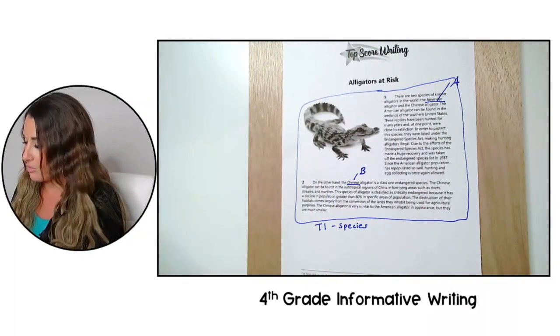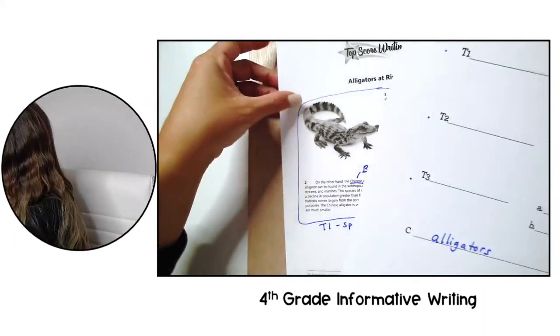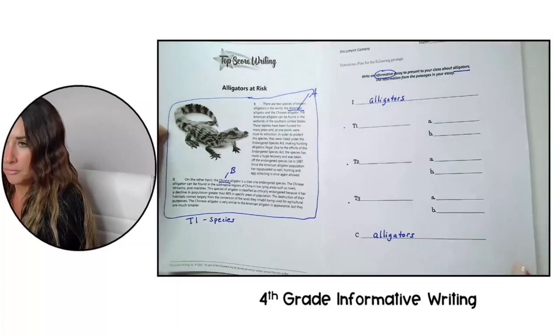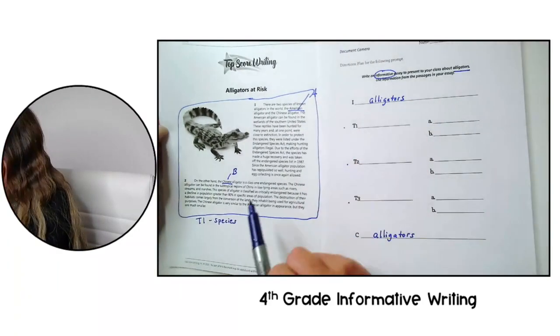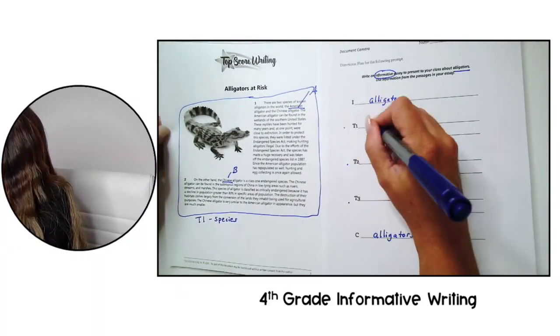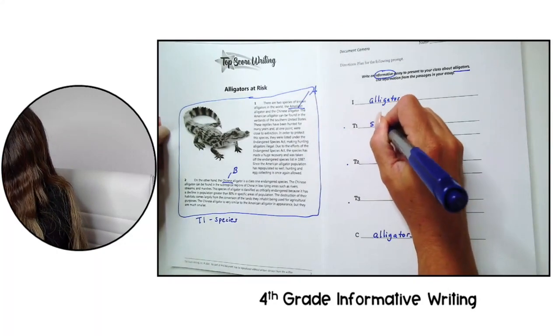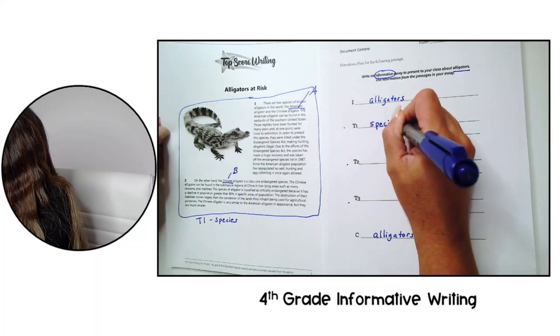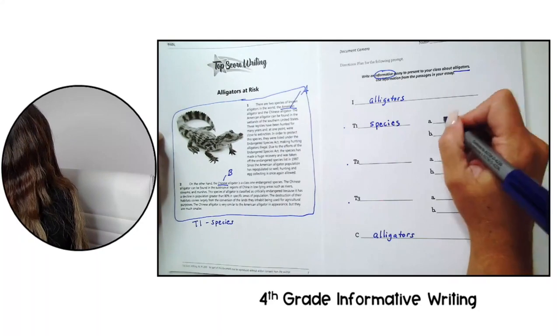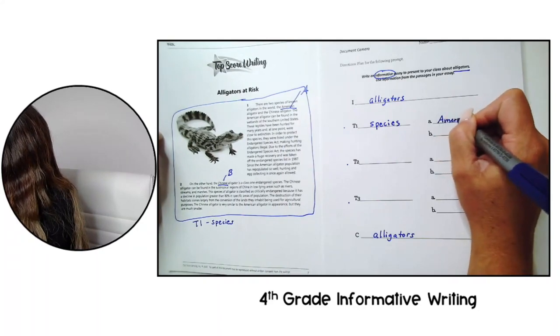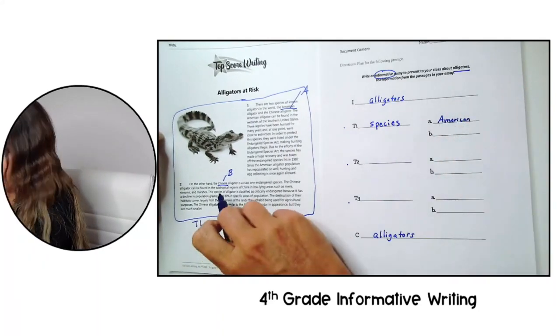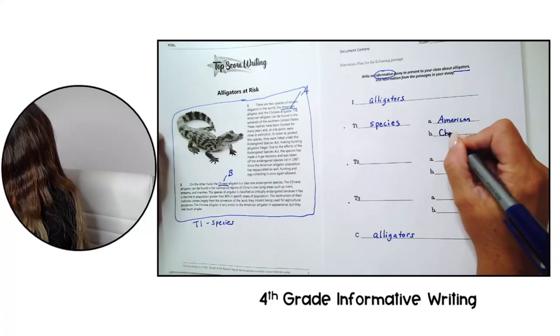So now I'm going to go to my planning. And my T1 is species, so I'm going to put that on my T1. My A is American. And my B is Chinese.